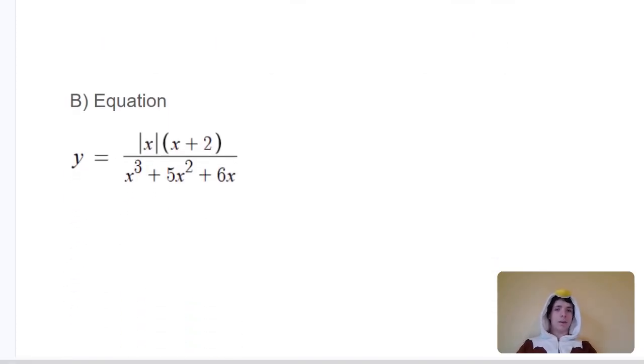Now let's try this one. This one's a little harder. We have an equation, and it looks pretty nasty. It's absolute value of x times (x plus 2) over x cubed plus 5x squared plus 6x. So let's go over to the calculator to figure this out.